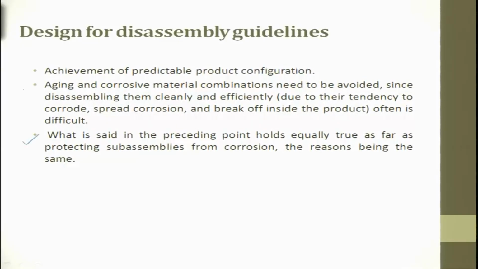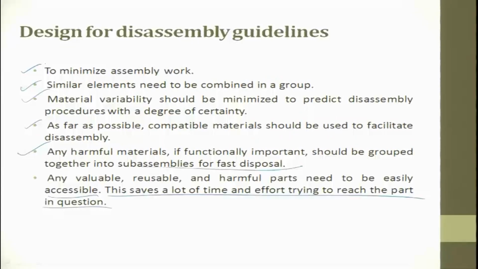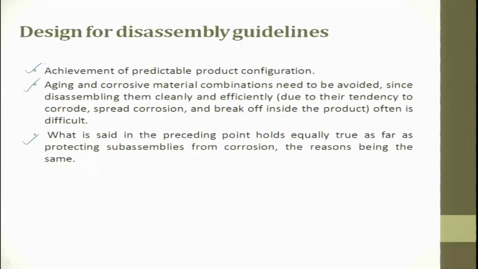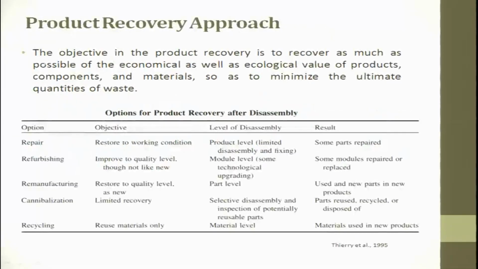So, these are some of the design for disassembly guidelines. Minimize assembly work, similar elements should be joined together, material variability should be reduced, as far as possible compatible materials should be used for disassembly, and harmful materials should be avoided. If you still have a harmful material, it should be easily accessible to remove. Then achievement of predictable product configuration should be there, and aging and corrosion are also talked about.